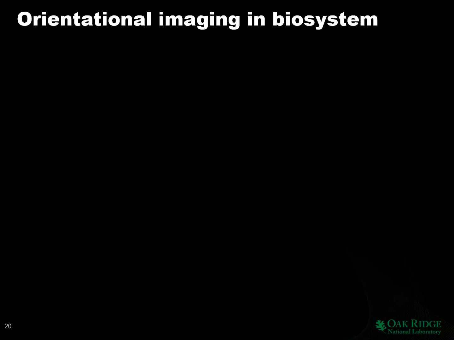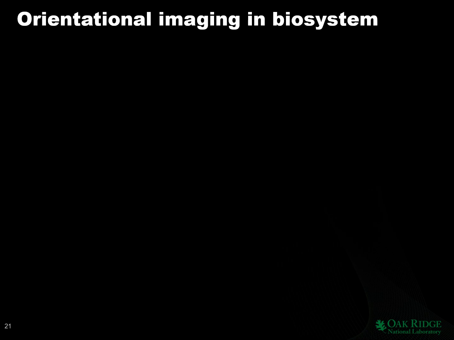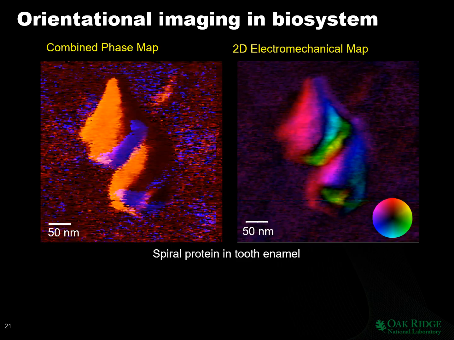This is one example of the studies where we look at the protein inclusion in the tooth enamel. This is the vertical PFM amplitude, and this is the vertical PFM phase. Notice that we start to see this beautiful shape of the protein globule inside the enamel. This is the example when we take the vector image. In this case, we measure both vertical and lateral components, and we see this beautiful spiral shape. Notice that this imaging also gives us extremely high spatial resolution.